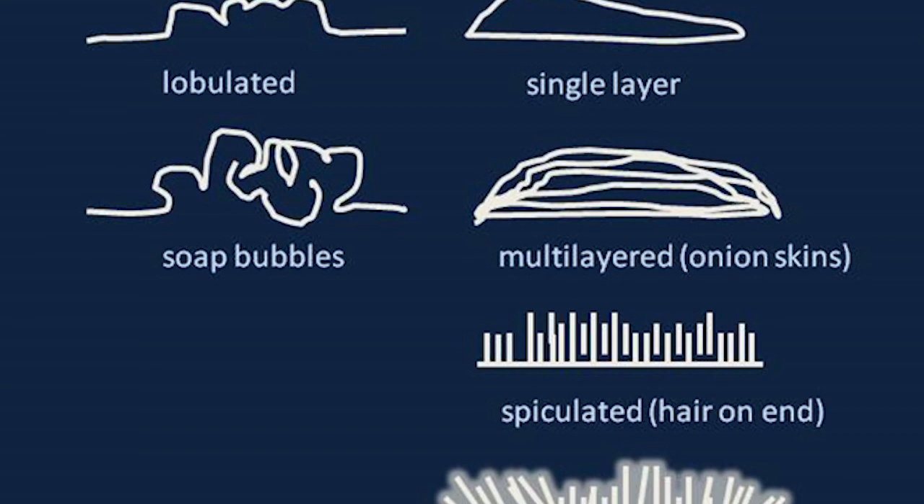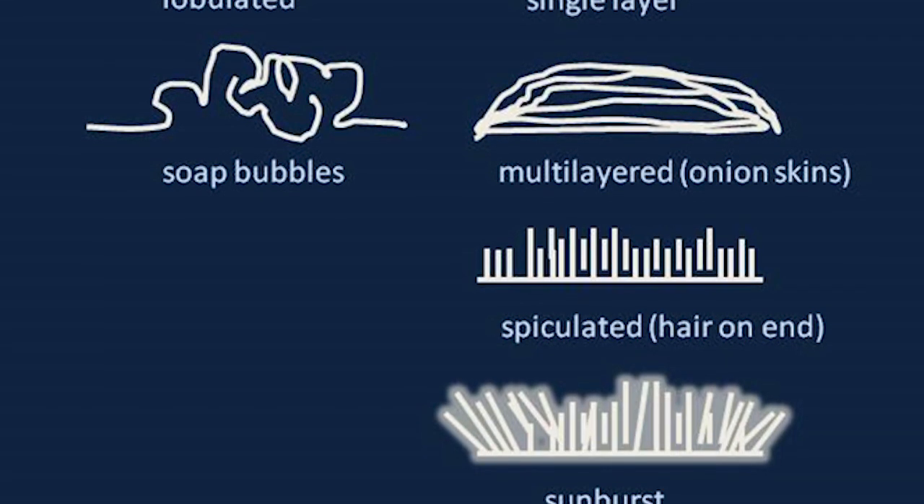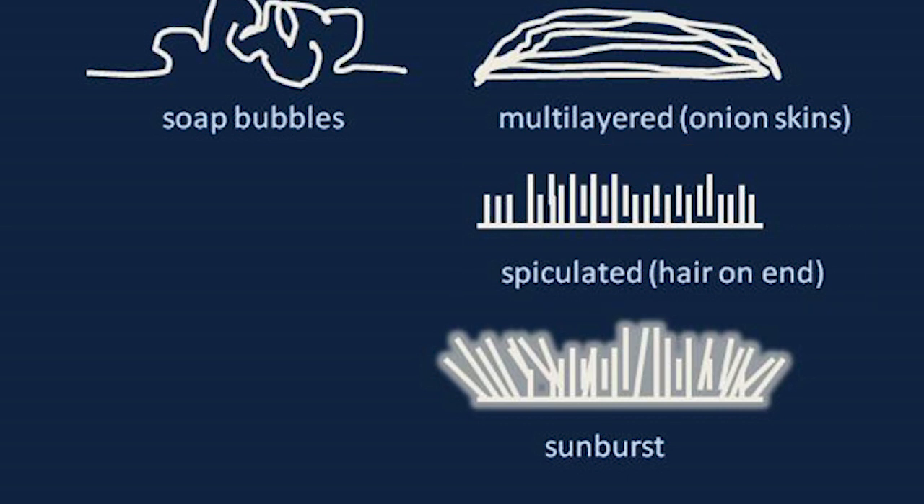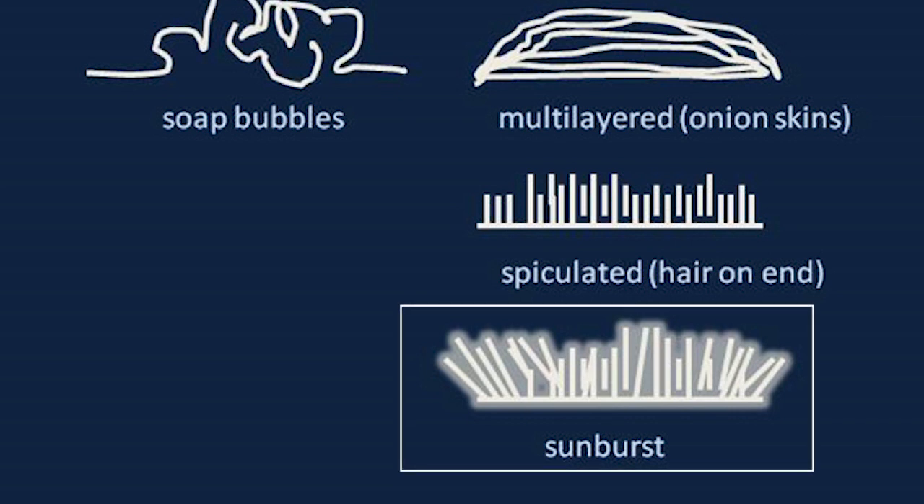Sometimes you will get some type of spicules, just like here on the periosteal end. It is called spiculated periosteal reaction. The next one looks like a burst, a sunburst, and it is known as sunburst periosteal reaction.